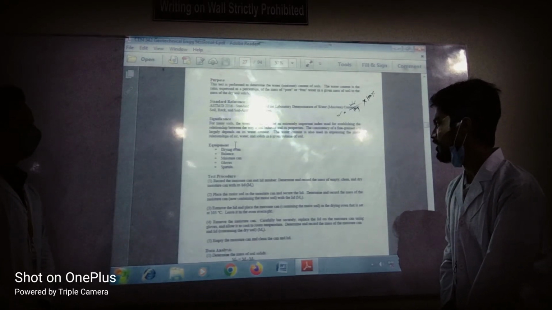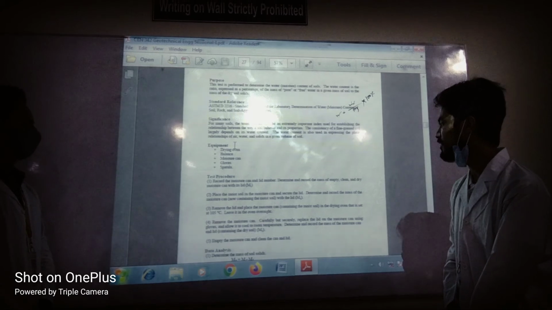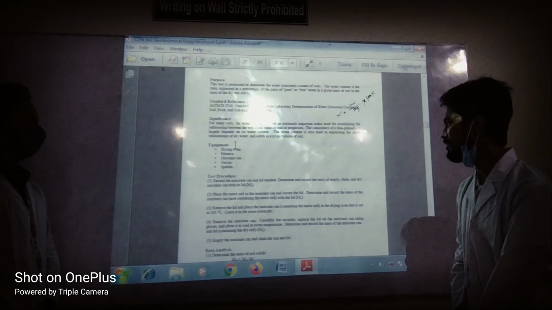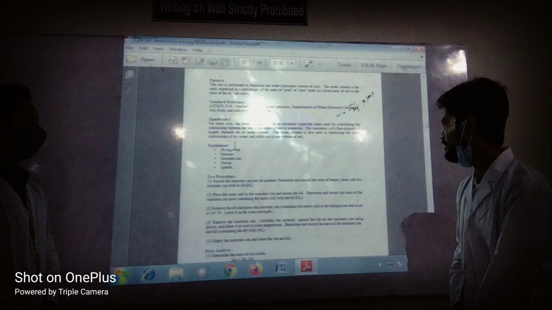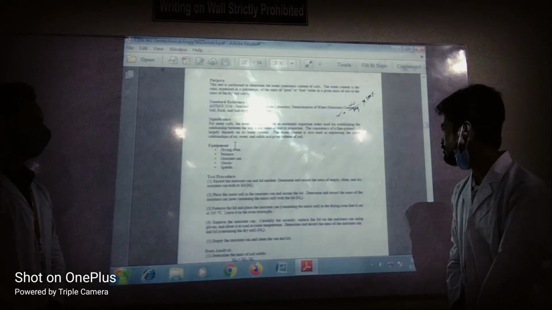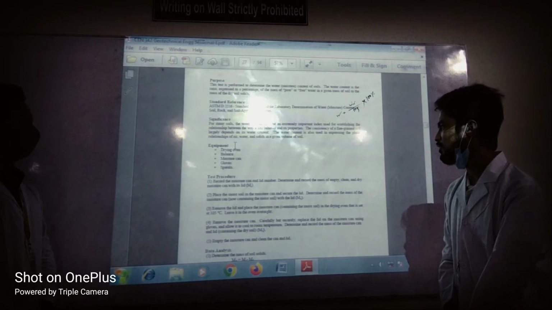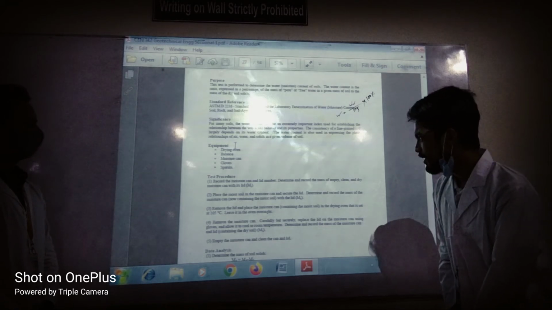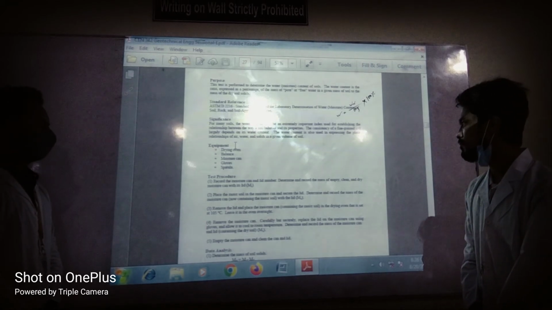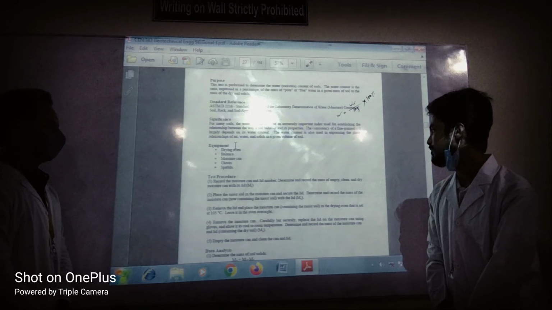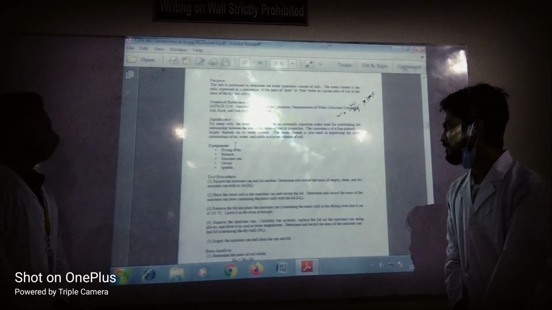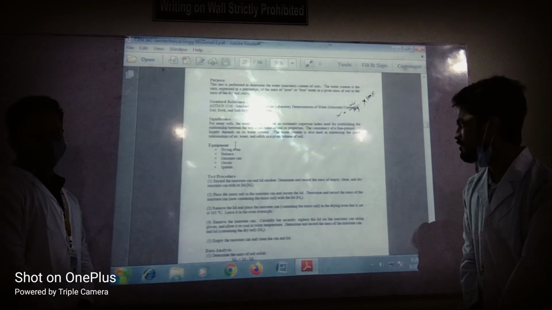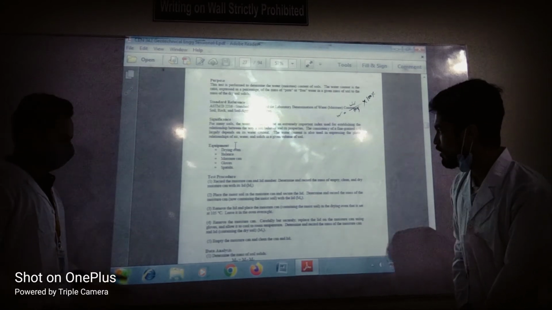I am continuing from the test procedure. Number 1: record the moisture can and lid number. There is a number given on the body of the can and the lid, so we record it. Then determine and record the mass of the empty, clean, dry moisture can and its lid. With the balance we weigh the empty moisture can and its lid, then record it, denoted by M1.